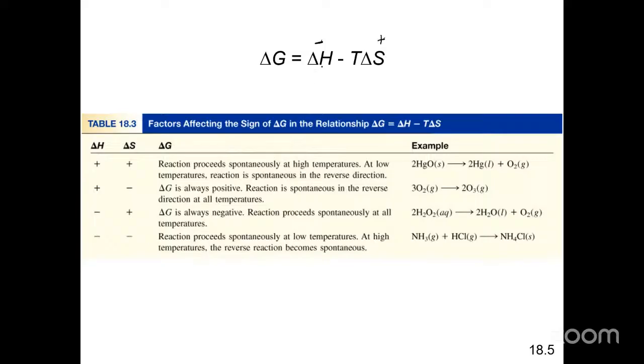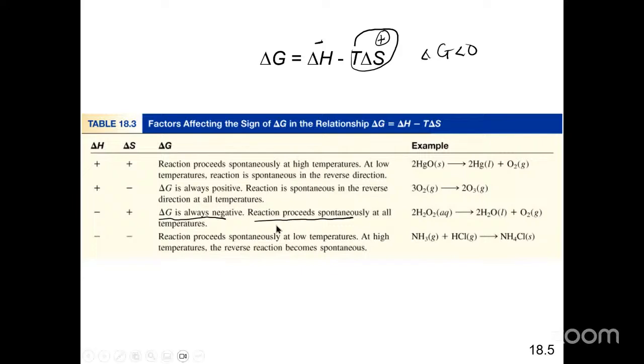Now, if this is negative and this is positive, that means that T delta S is going to be positive, right? And you have a minus sign here. So what does that mean? That means that delta G is always going to be negative. Doesn't matter what the temperature is, right? So therefore, if delta G is negative, that means that the reaction is going to be spontaneous going from left to right. So as stated here, delta G is always negative regardless of the temperature, and therefore the reaction will proceed spontaneously at all temperatures, all right?